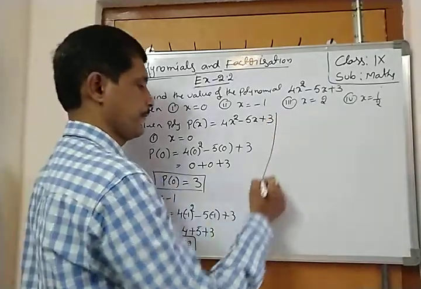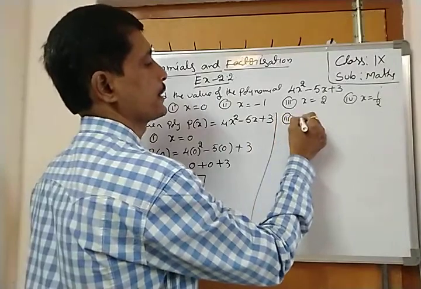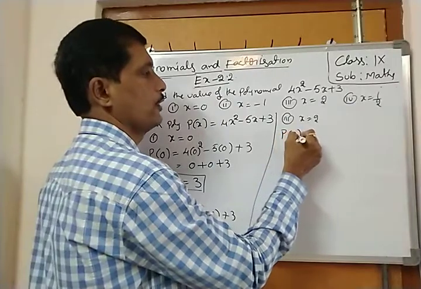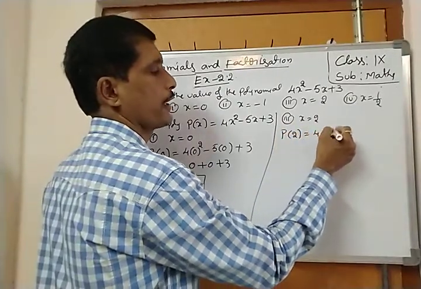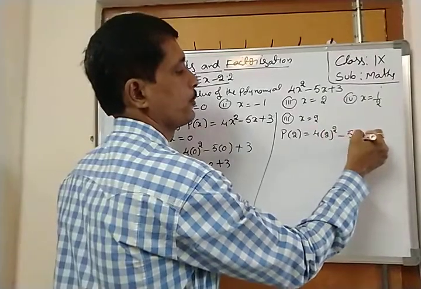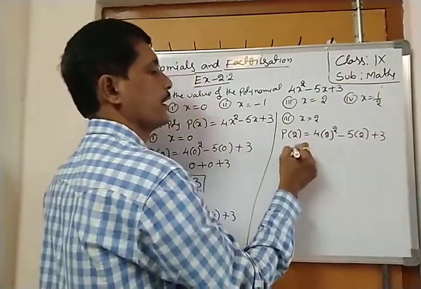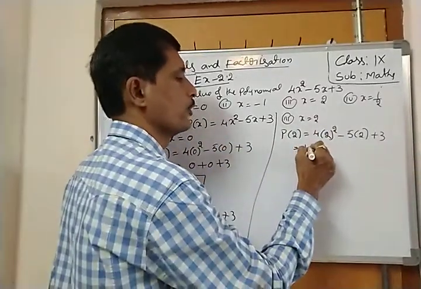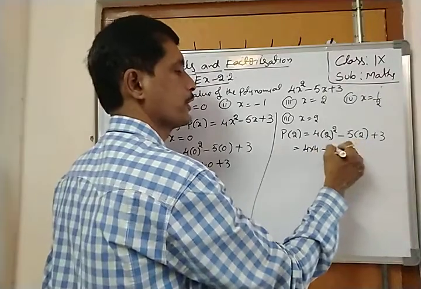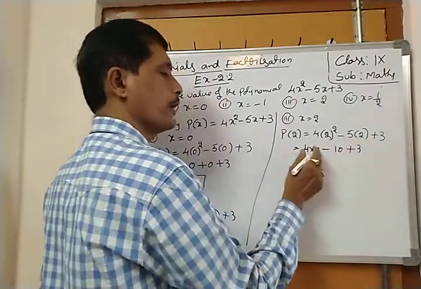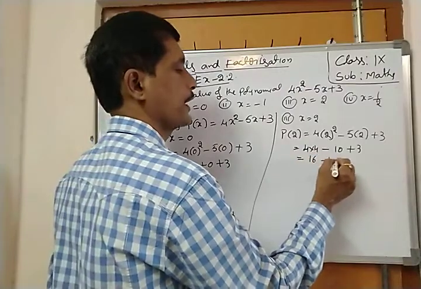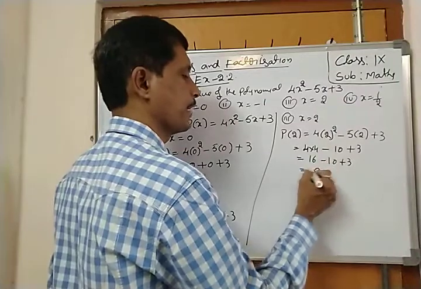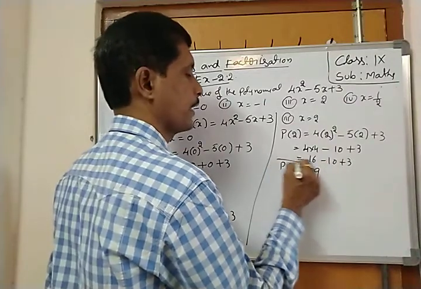Next, the third one, x equals 2. Here x is replaced by 2. P of 2 equals 4 into 2 whole square minus 5 into 2 plus 3. Here 2 square is 2 into 2, that is 4. 4 into 4 minus 5 into 2, that is 10, plus 3. 4 into 4 is 16 minus 10 plus 3. 16 minus 10 is 6. 6 plus 3 is 9. P of 2 equals 9.